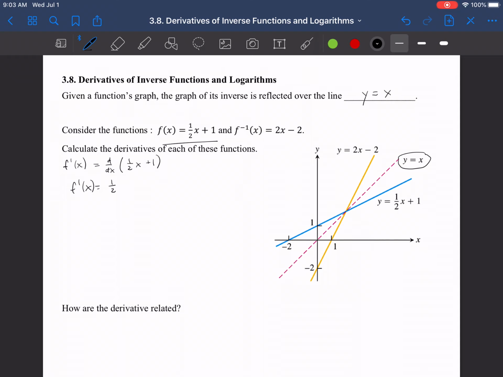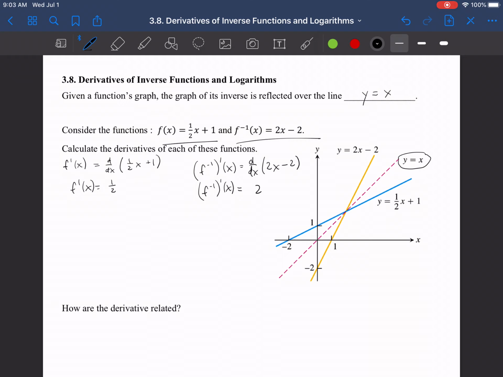Now let's do the derivative of the inverse function, this one over here. The way you write this is you write the inverse function like that, put parentheses around it, then put your prime symbol, then write your x like that. And so this is the derivative of 2x minus 2. If we take that derivative, the derivative of 2x is 2, the derivative of minus 2 is 0. And so the f inverse prime of x is 2.